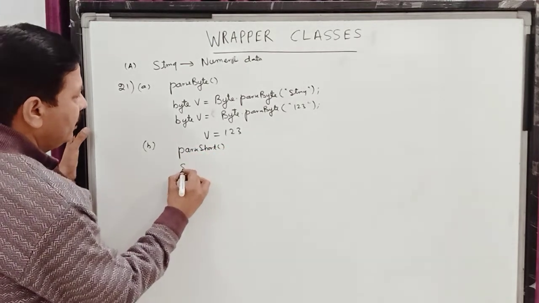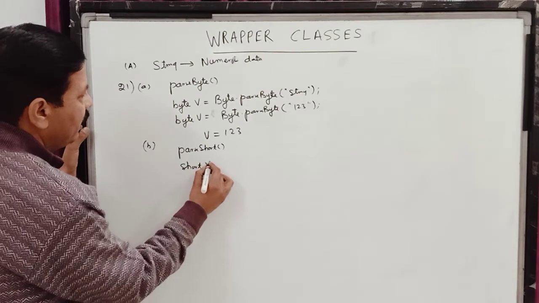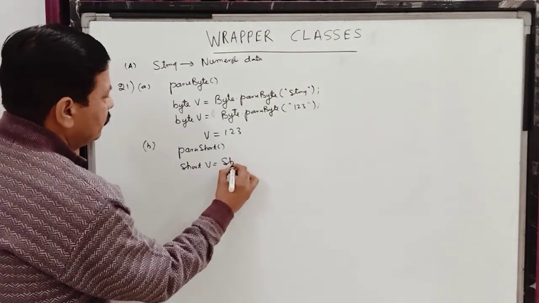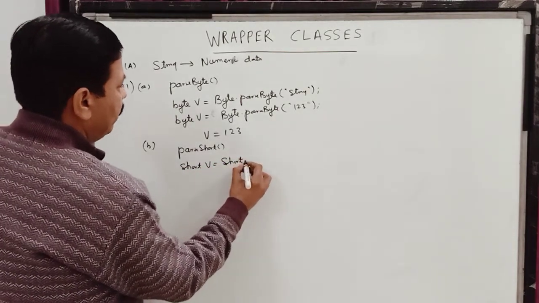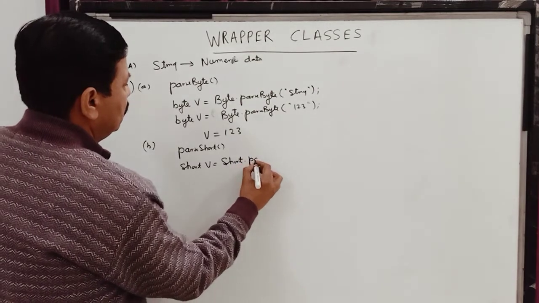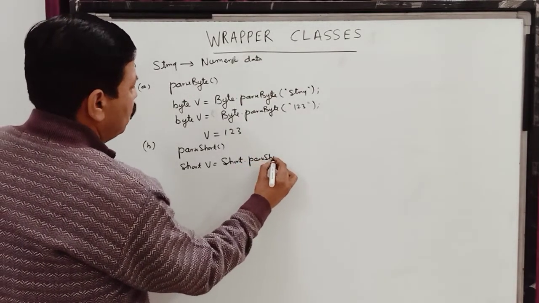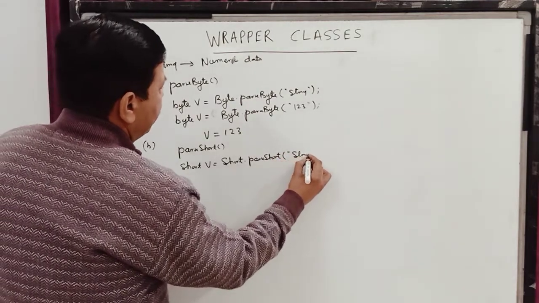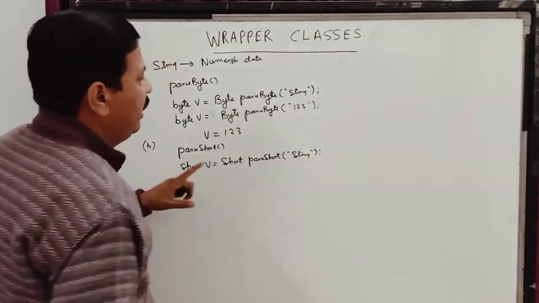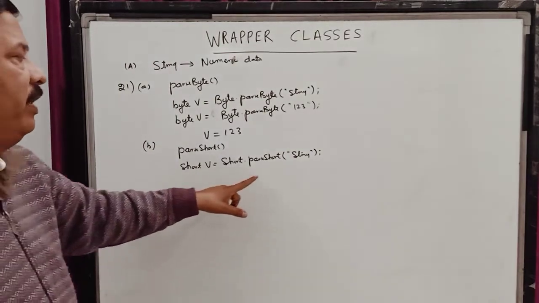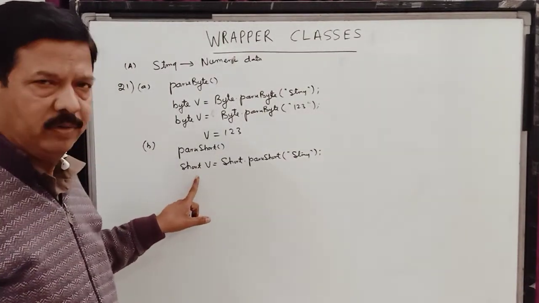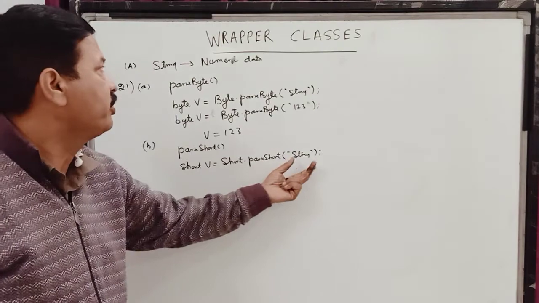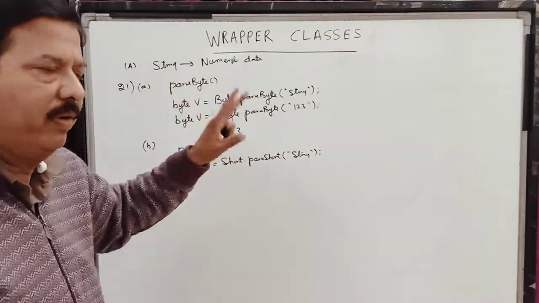Parse short is going to convert string data. We write Short.parseShort, and here, if I write a string, this string should contain numbers, so it is going to convert this string data into type short. So it is converting string data into numeric data of type short.